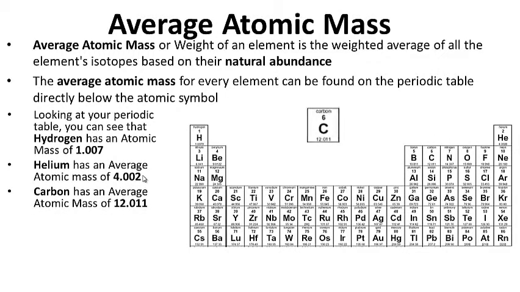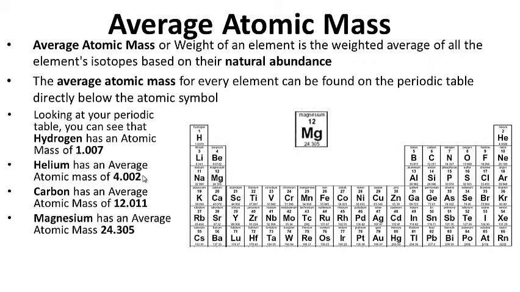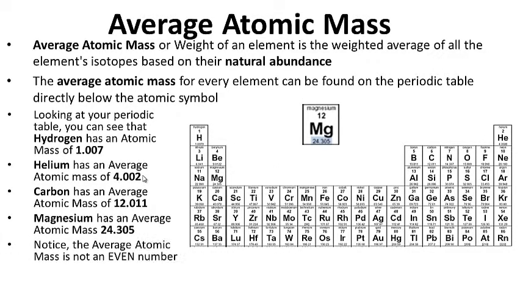Carbon has an average atomic mass of 12.001. And magnesium has an average atomic mass of 24.305. So like I said, notice the average atomic mass is not a perfectly even number. Well, why is that?